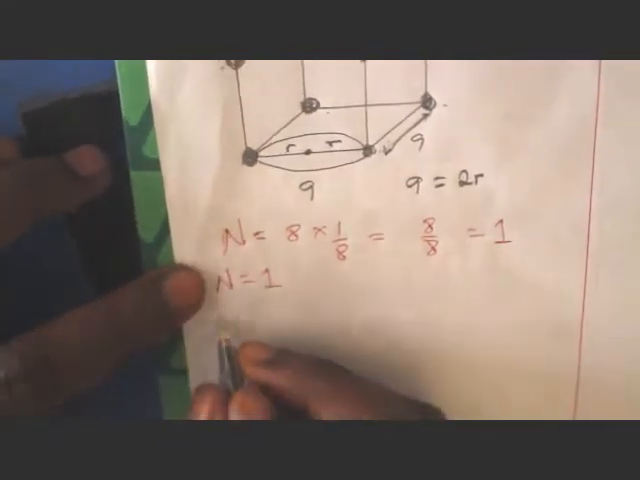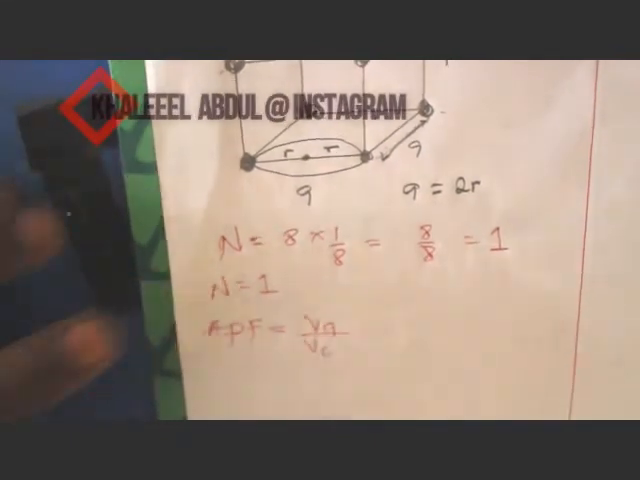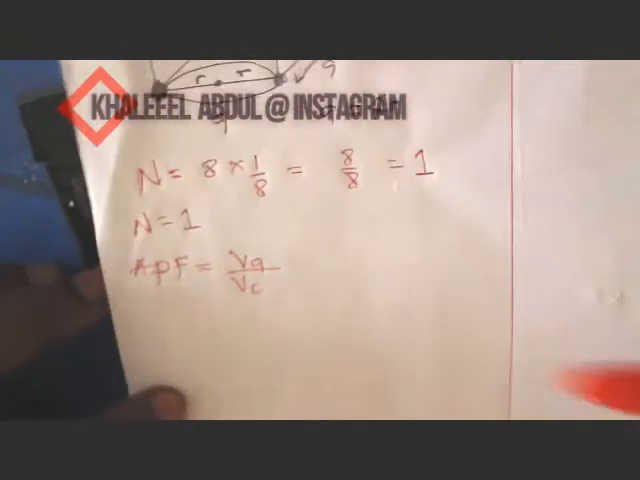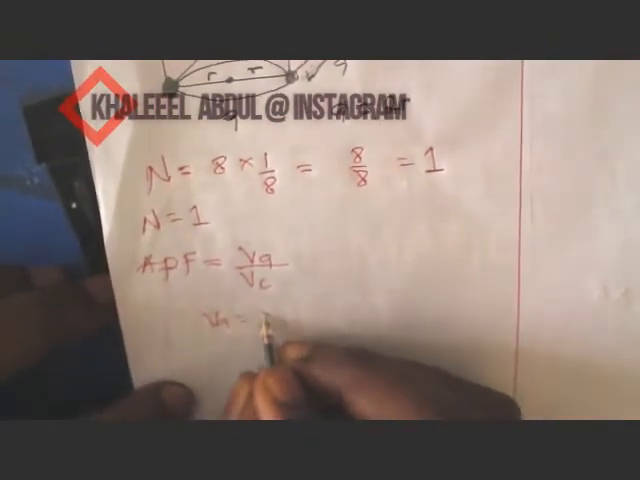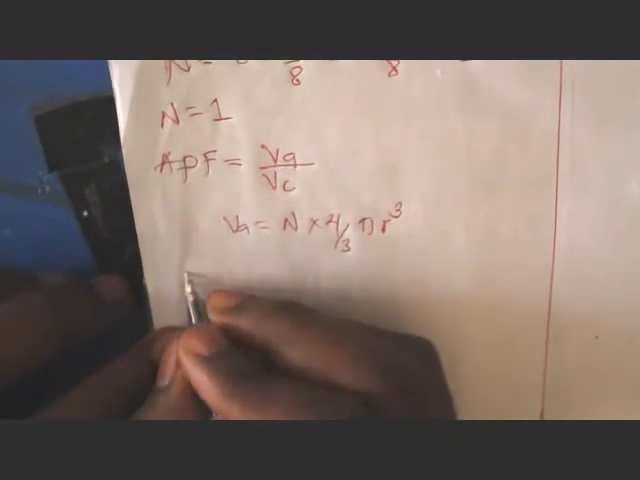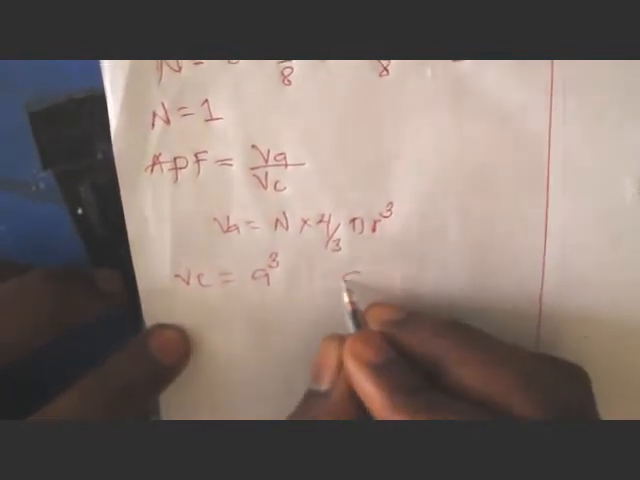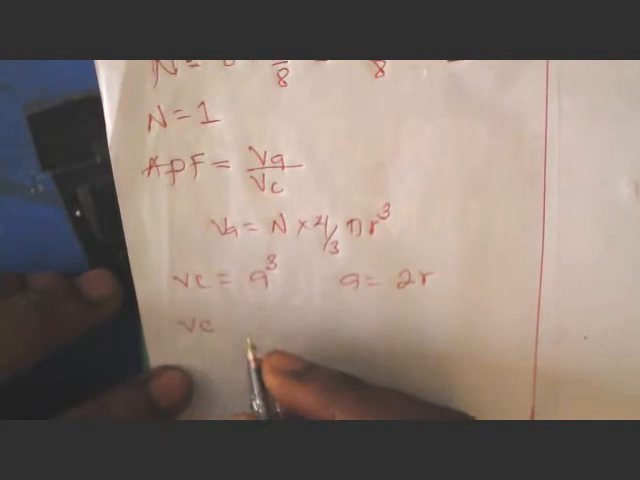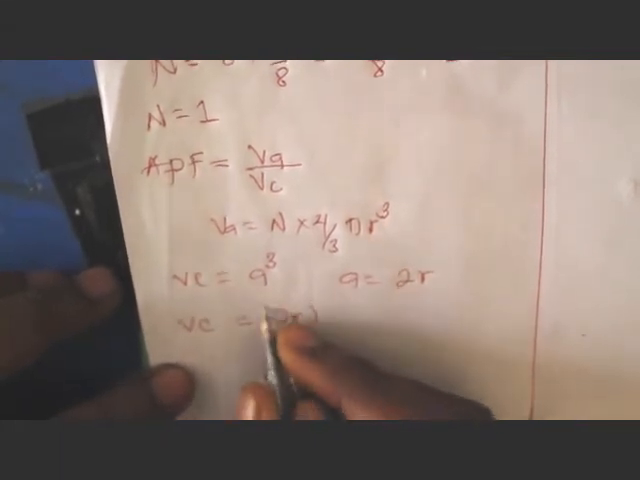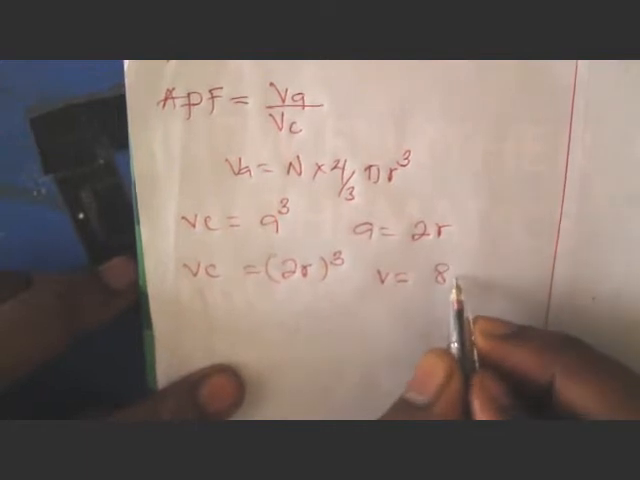So atomic packing factor is equal to volume of atom over volume of cubic cell. So volume of atom is equal to N times 4/3 pi r cubed, and VC is equal to a cubed. And we know that from the beginning a is equal to 2r, so we can replace a with 2r. Then VC is equal to (2r) to the power 3. Then VC is equal to 8r cubed.